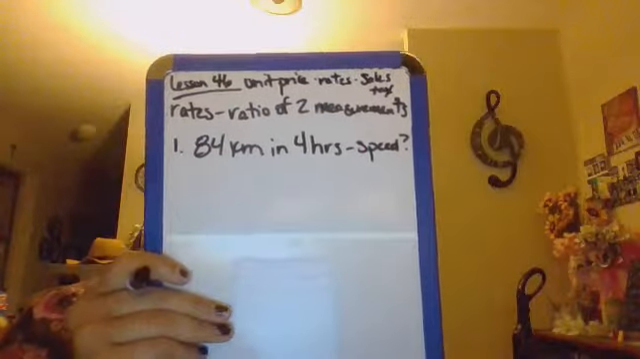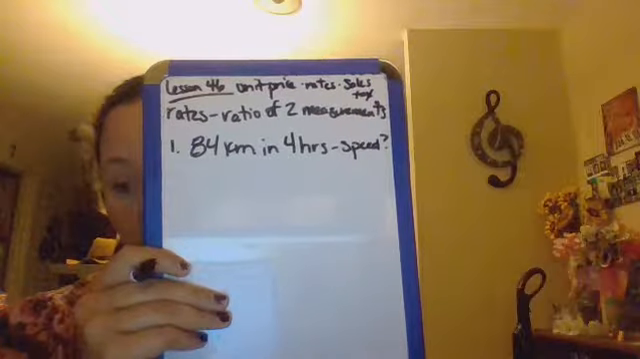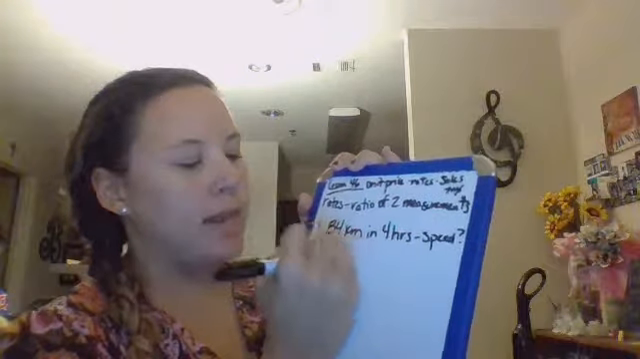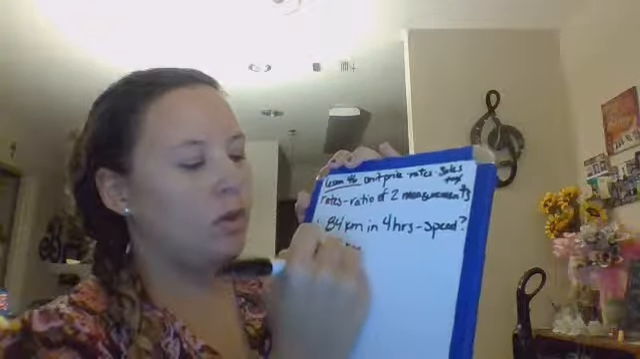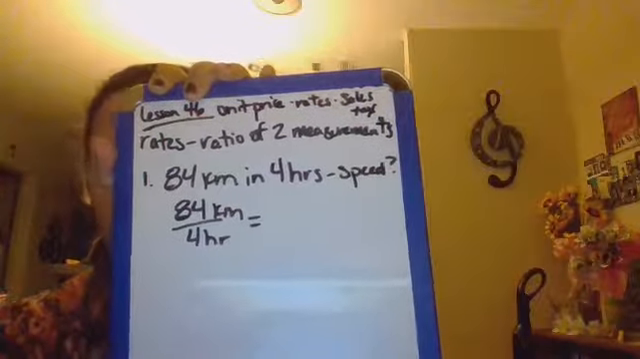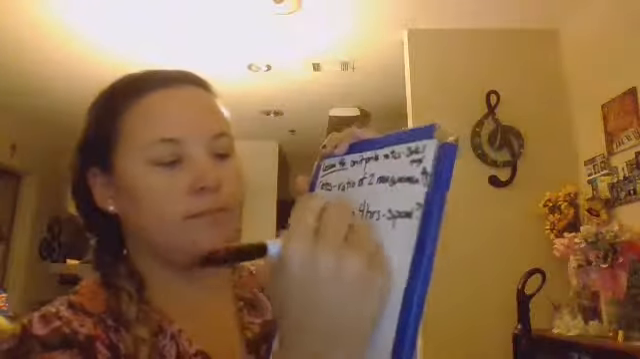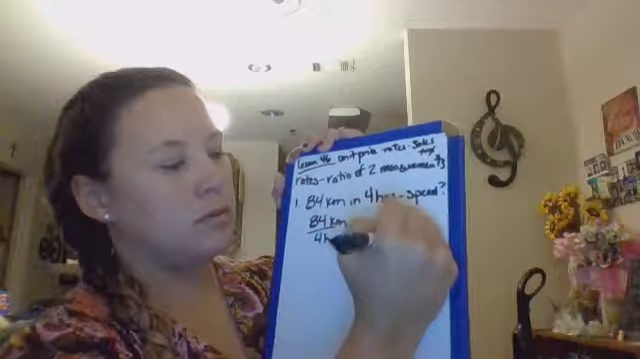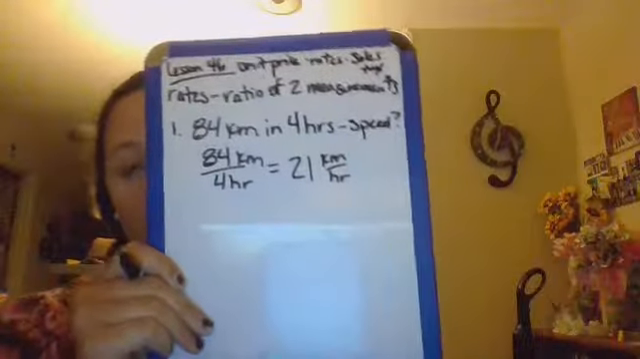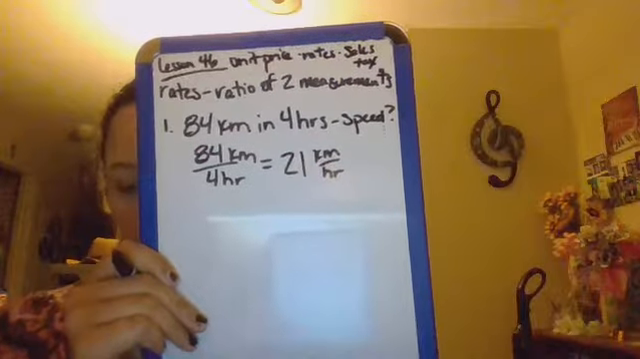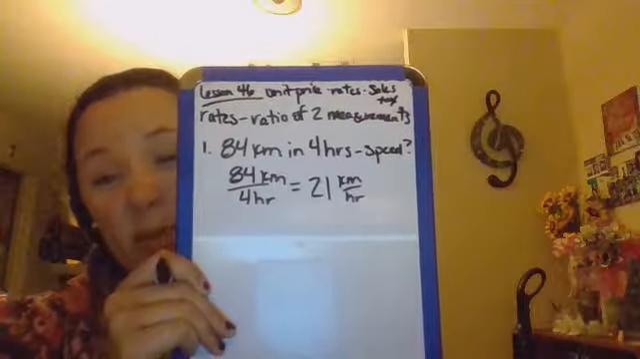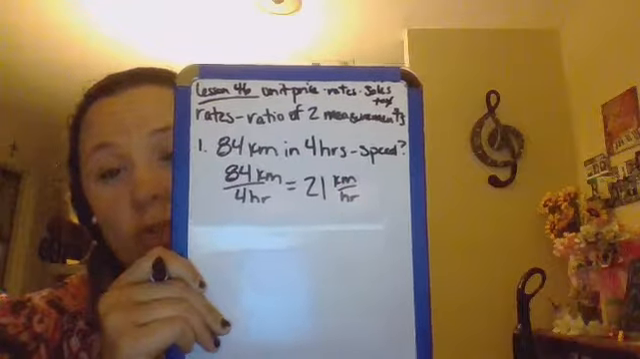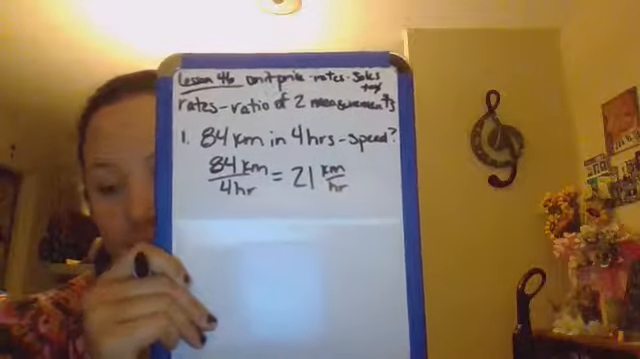And to do that, we need to basically break it down to figure out how many kilometers there were in 1 hour. And so we would divide what we know, 84 kilometers over 4 hours. And if we divided that, it would be 21. And then we have kilometers over hours. So they're going 21 kilometers per hour. That's their actual speed that you would have seen on their speedometer. They averaged 21 kilometers per hour.